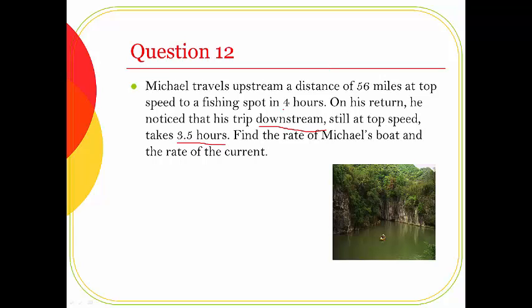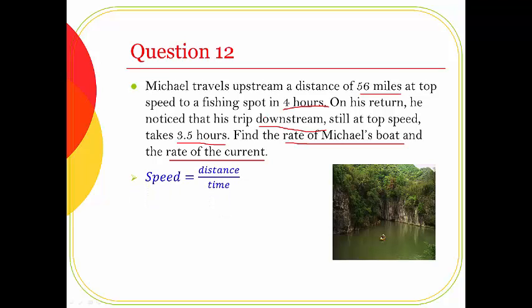On his return downstream, still at top speed, it just took him 3.5 hours, right? But here it took him 4 hours, 56 miles. So it's still 56 miles anyway. It's a distance of 56 miles, whether it's upstream or downstream. It's just that upstream it took him more time, 4 hours. Of course, because that's like walking against gravity. Now, they're asking us for the rate of Michael's boat and the rate of the current. So this is like the same speed. What is the speed of Michael's boat and what is the speed of the current?